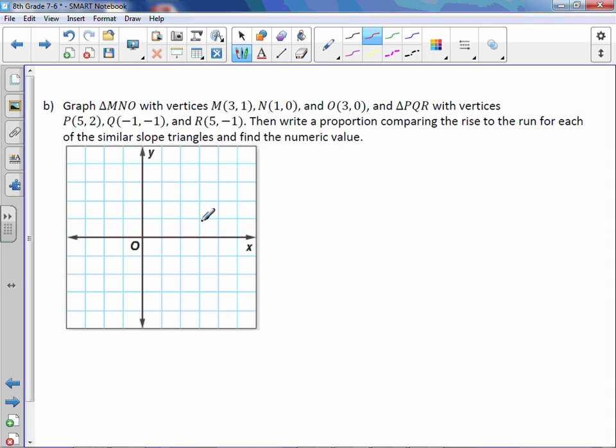We have M, which is at 3, 1. We have N, which is at 1, 0. And O, which is at 3, 0. We have P at 5, 2. Q is at -1, -1. And R is at 5, -1.